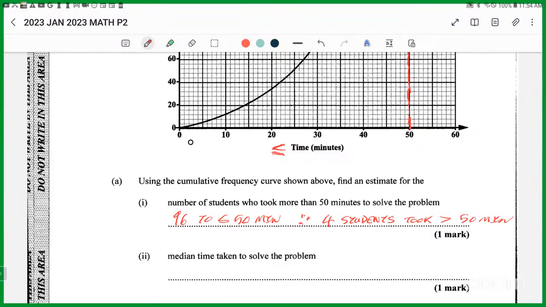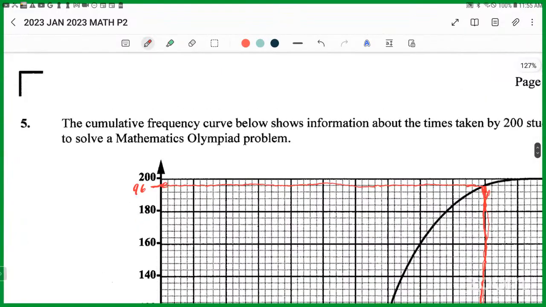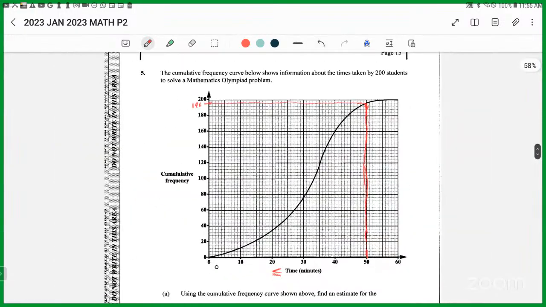Let me change this word to 96 took less than or equal to 50 minutes. So the rest of them, 4 of them, not 96, no, 196. My mistake, it's actually 196. 196. But understand that? Yes, sir.